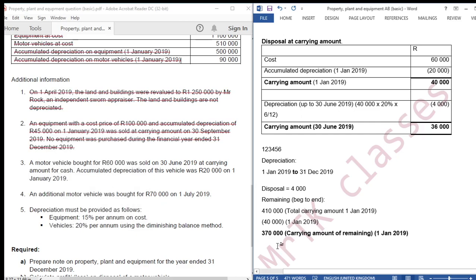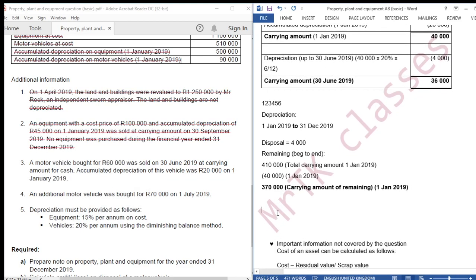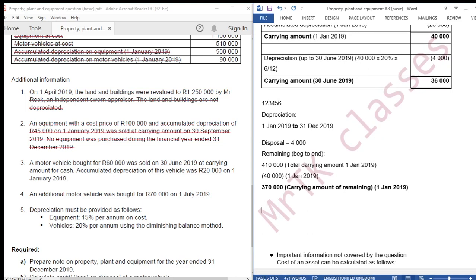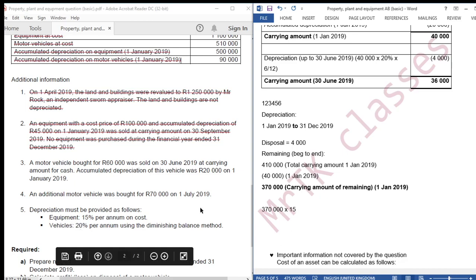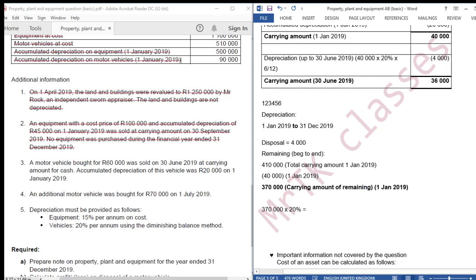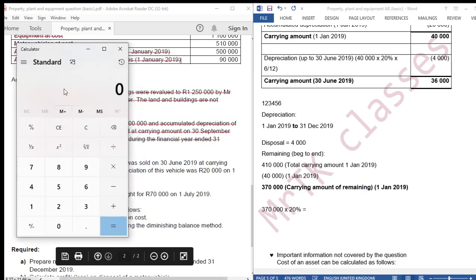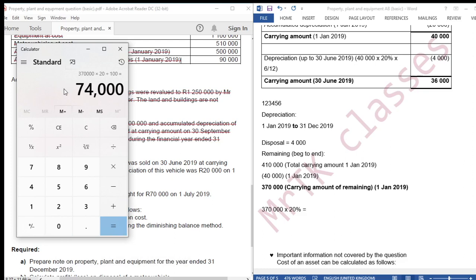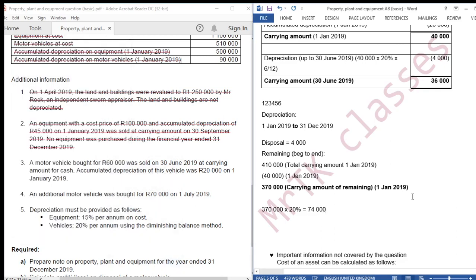We are going to say 370,000 multiplied by 20%. For vehicles, what percentage is it? 20%. So 370,000 multiplied by 20% is 74,000, right? That's 74,000. Let us come here.